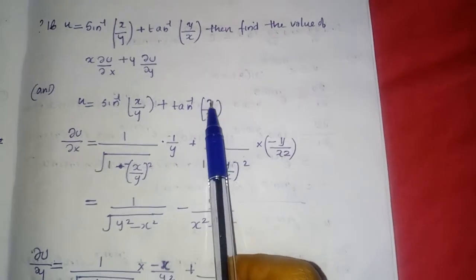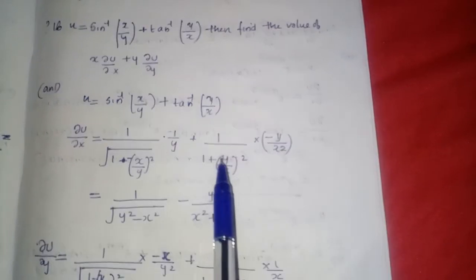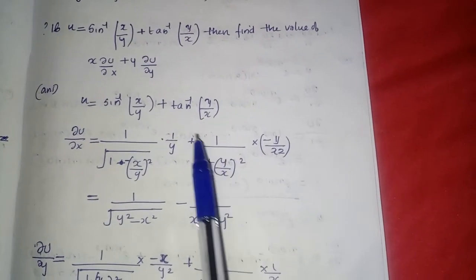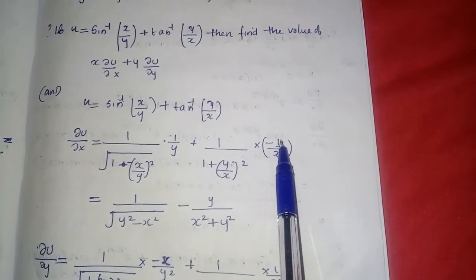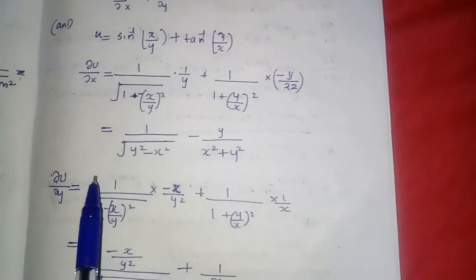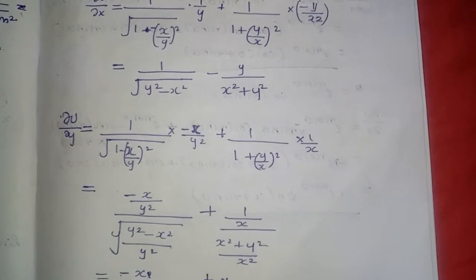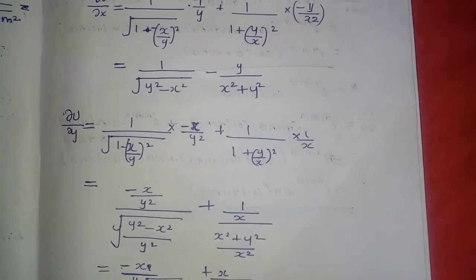In terms of x there is y by x, so 1 plus (y by x) whole square, and the derivative of this, considering y as constant, is minus y by x square. After simplification we get like this, and here also we have to consider the partial derivative of the function with respect to y, keeping x as constant.